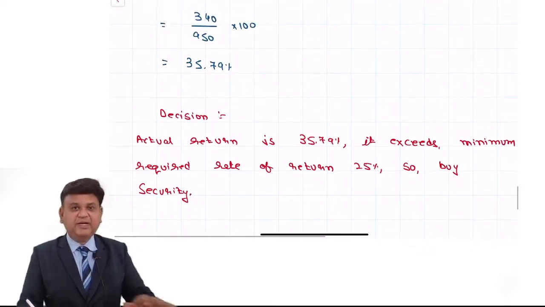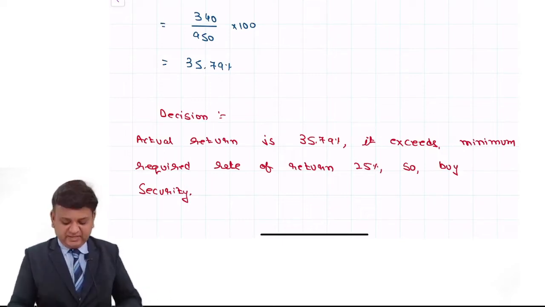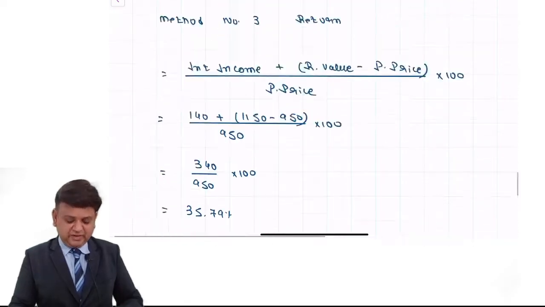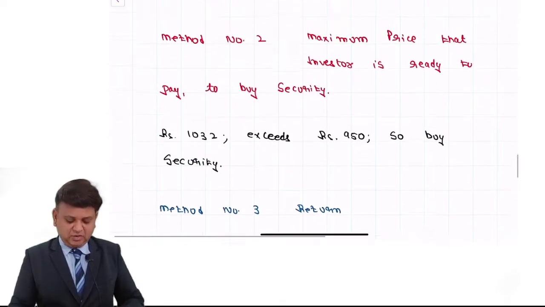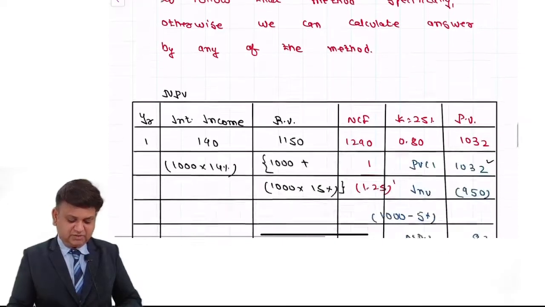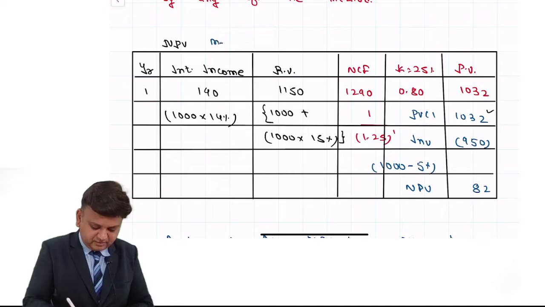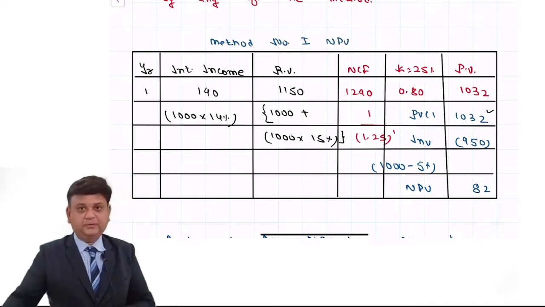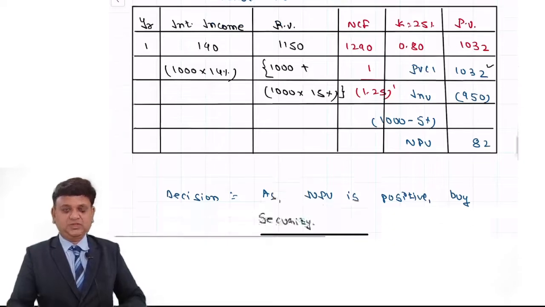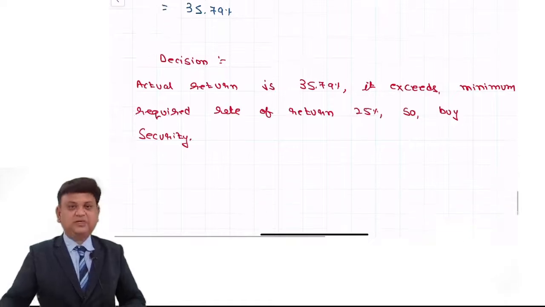And dear students, remember that all the methods will lead to the same decision. There will never be any internal conflict among these decisions. Always these methods are going to give you the same decision, never a different decision. This is method number 1, NPV. So this is the way we can do NPV or present value of the cash inflow or return, and based on that the decision can be taken.